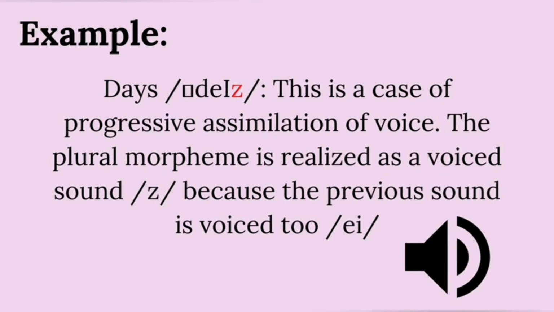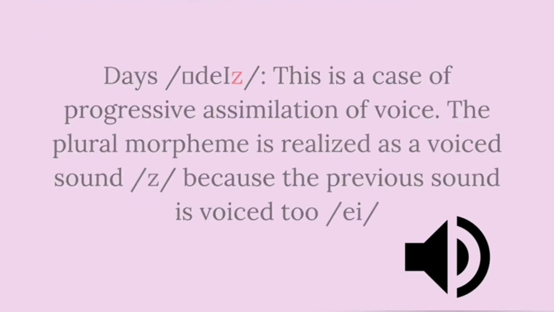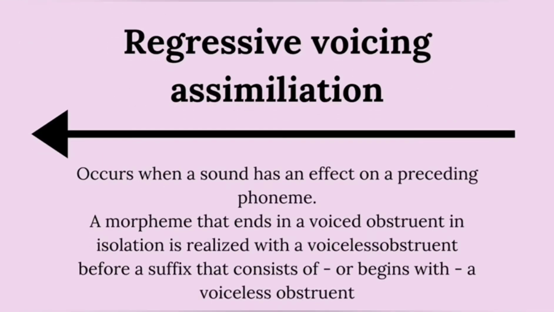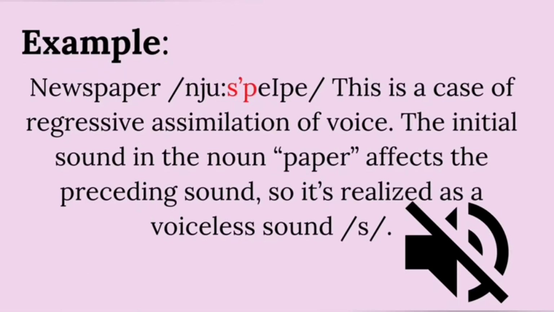Regressive voicing assimilation. This one occurs when a sound has an effect on a preceding phoneme. A morpheme that ends in a voiced obstruent in isolation is realized with a voiceless obstruent before a suffix that consists of or begins with a voiceless obstruent. For example, newspaper. This is a case of a regressive assimilation of voice. The initial sound in the noun paper affects the preceding sound, so it is realized as a voiceless sound.